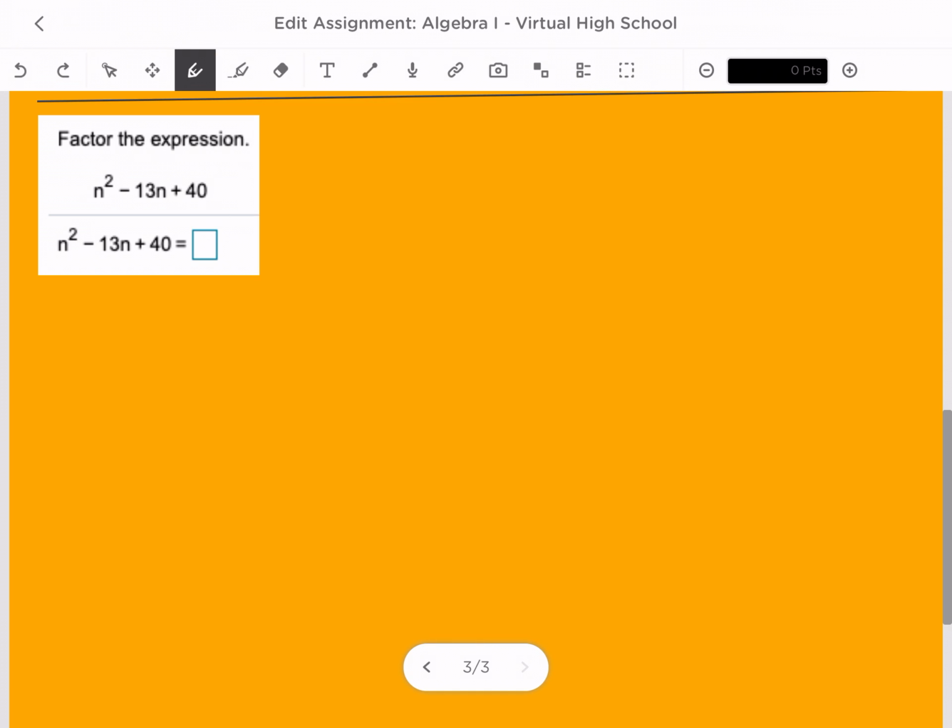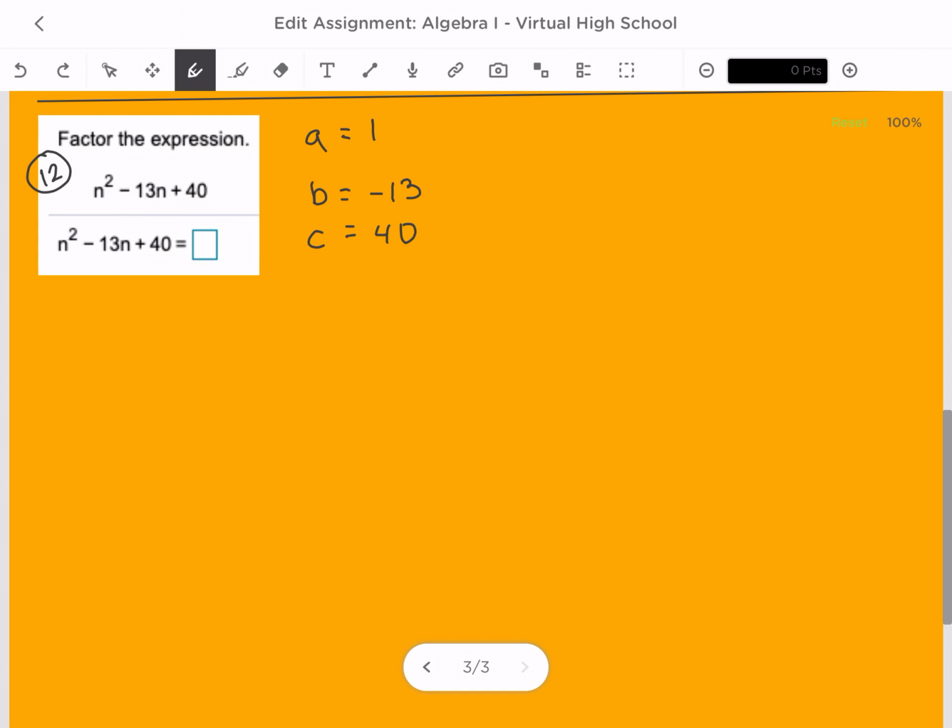Okay, so this is problem number 12 on the Math Excel on factoring. I have n squared minus 13n plus 40. The first thing I'm going to do is write out what my a, b, and c is. So a is going to be 1 because there is no leading coefficient. B is negative 13, and c is 40.